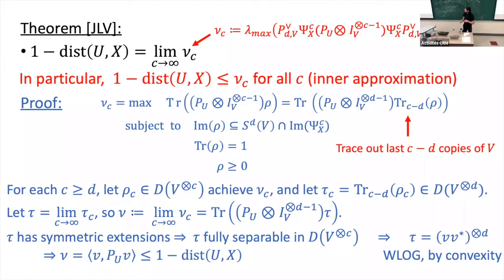So you know how far you need to go in your hierarchy to get close? No. Yeah. I guess we know, you can say the same thing. We have these genericity results. So you can say that if the subspaces do not intersect and the subspace is generic, then at the first level, C equals D, you're going to get a non-trivial bound on the distance.